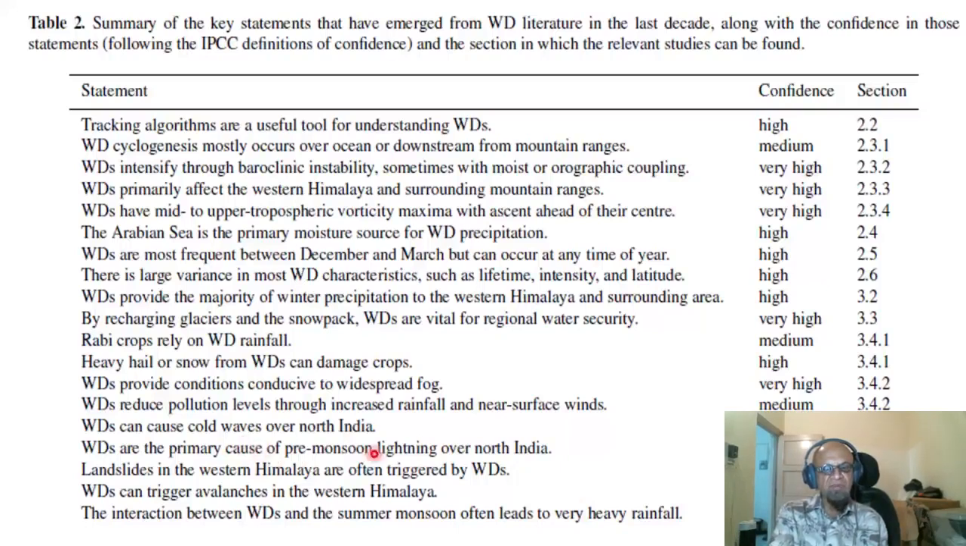WDs are the primary cause of pre-monsoon lightning over North India. Confidence seems to be high. Lightning kills a lot of people in India, but not necessarily just over North India. Nonetheless, wherever you can get links to predictable events to lightning. Lightning is hard to predict, but if you can predict likelihood of lightning associated with WDs, you may still be able to save lives and so on and so forth.